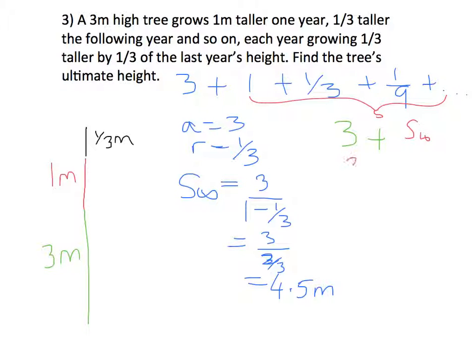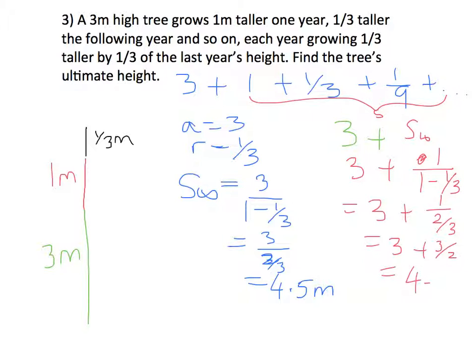So then that would be 3 plus, using this bit, the sum. The first term is A, which is 1, on 1 minus R. You can see there the common ratio is still 1/3. So we've got 1 divided by 2/3, which is 3 on 2. So 3 plus 3 on 2. 3 on 2 is 1.5, plus 3, and we still get the same answer of 4.5 metres.